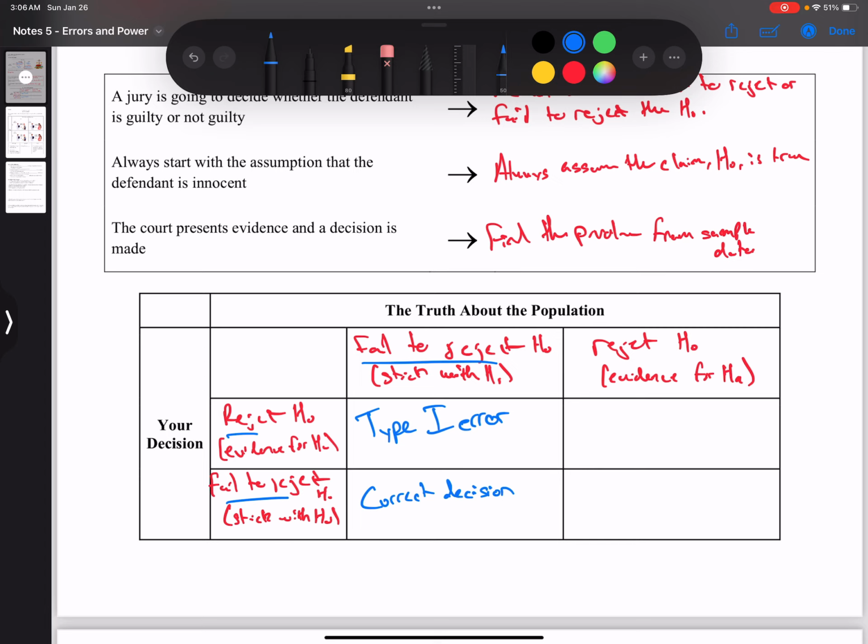All right, now let's go to our other column. If we reject when we should have rejected, we've talked about that, that's a correct decision. But this one has a special name. When you reject when you should have rejected, this is called power. And then our last situation, you might guess what's coming up. If you fail to reject when you should have rejected, this is the type 2 error. Okay, so I'm going to stop the video here, and then I'll come back with the next one.